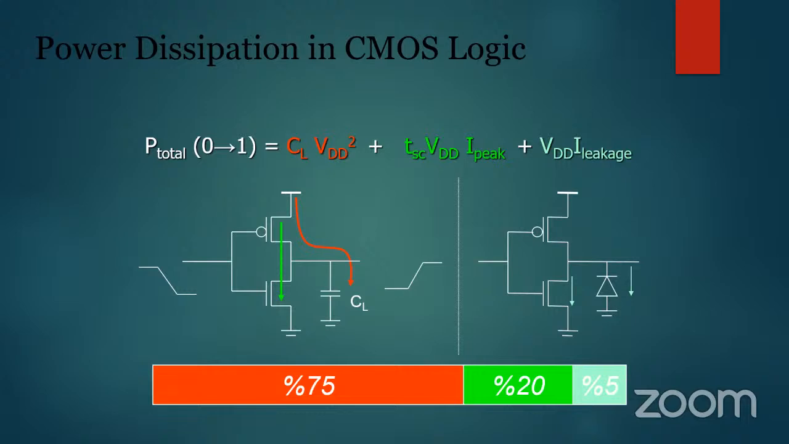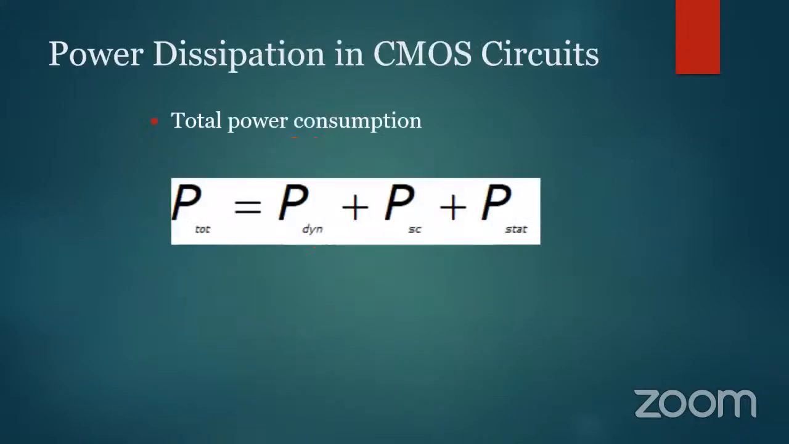But no device is ideal. We have already discussed that some leakage or other is present even in the standby mode also. So these are the three parameters: the dynamic, short circuit, and the static.